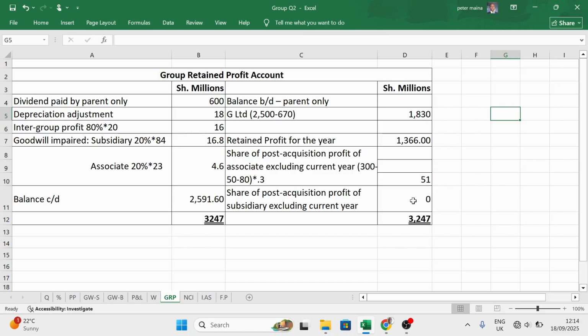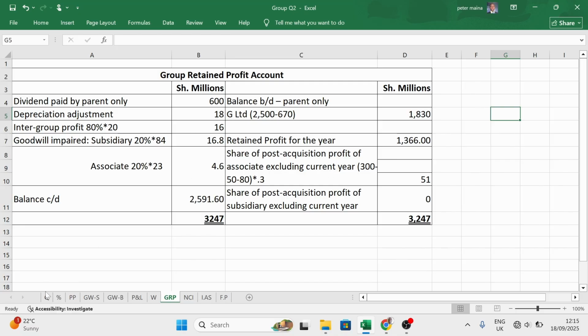So we have 0 remaining. We don't have any other post-acquisition profit apart from what the parent got in the current year. But because the associate was acquired about 2 years ago, there is part of post-acquisition profit which has not been included in the retained profit for the current year. So how do we get it? Take the profit as at the balance sheet date, the end of the current year.